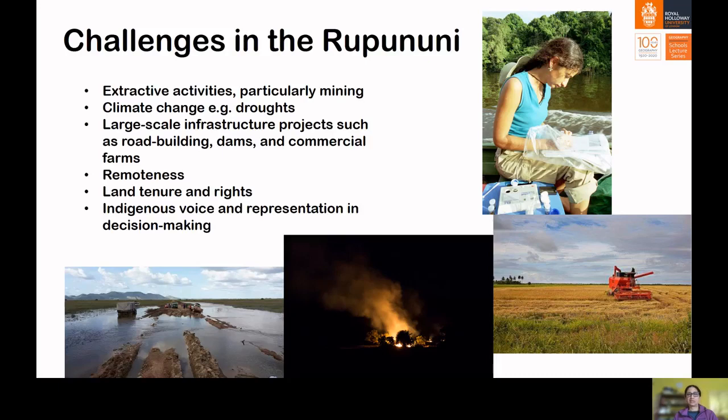In terms of the road, I think this is an important point to tell you about. If you look at the photo on the bottom left, you can see that that is the main road that connects the Ripponuni to Georgetown, the capital, and then to the Brazilian border. And you can see that there are many times when it's under the water. So this road is not tarmacked, it's just a dirt road. And they've been talking about tarmacking it for a long time.